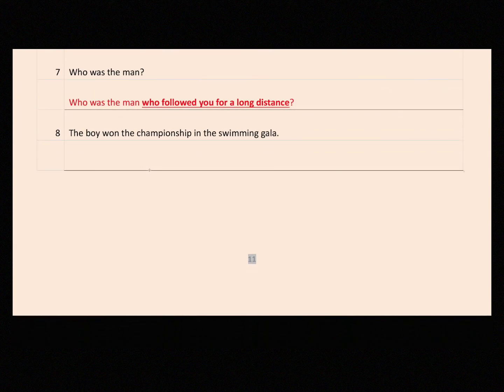Let's also look at number 8, which is the last one. The boy won the championship in the swimming gala. Let's try to specify, let's try to tell people who the boy is. So the answer probably can be the boy. So put a relative clause here. Who? Who is to talk about the boy? Say for example, of course, winning the championship, it must be someone who can swim very fast.